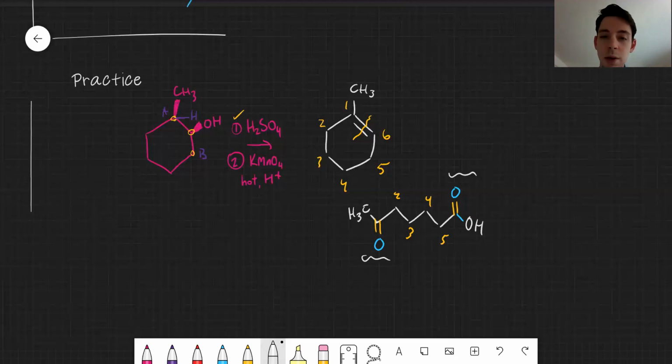So again, hopefully you can use these as practice for seeing how a reaction like hot acidified KMnO4 can be used to identify the original substrate just by looking at the products, in addition to predicting the products if you know the substrate.